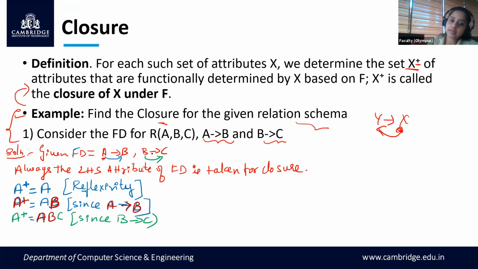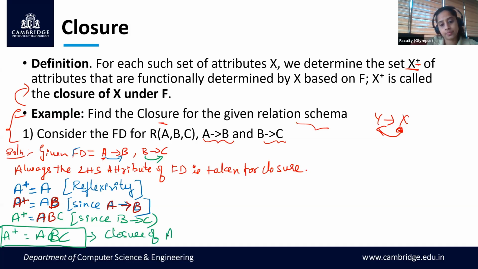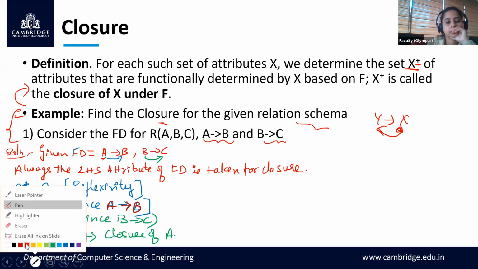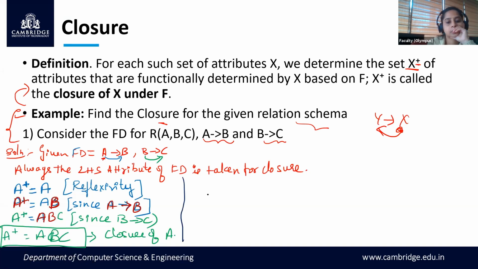You agree? Because this is a transitive rule. A determines B, B determines C, then A also uniquely determines C. So my A closure is ABC. So what is a closure? A plus is equal to ABC, my final A closure. Is that clear?